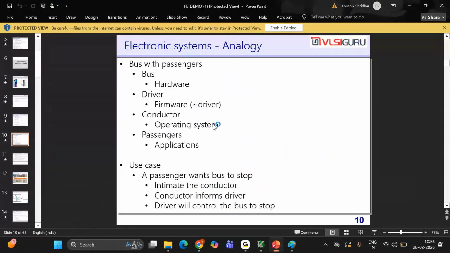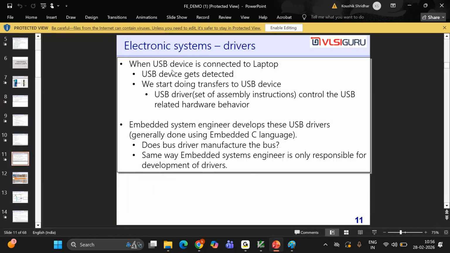So I hope everyone understood this analogy of an electronic system. The use case I have also explained to you. We have also discussed the drivers just now. When a USB device is connected to a laptop, the meaning is, let's say you will purchase a laptop today from Amazon. If you already have a laptop, you would already have it, but if you don't, you will purchase it from Amazon.